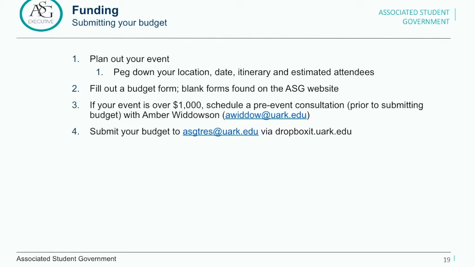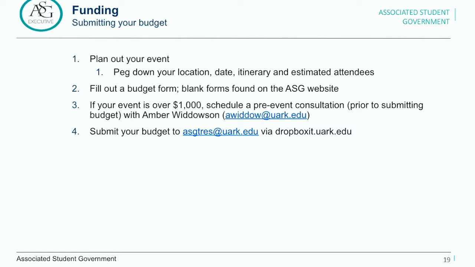Okay, so submitting your budget. You want to plan out your event, obviously, pegging down your location, date, itinerary, and estimated attendees. This is one of the first things that the board members look at when they're reviewing budgets. If you don't have a location or a date and everything is tentative, then your budget will be denied. You want to fill out a budget form, and these forms can also be found on the ASG website, which I will show you here in a minute.